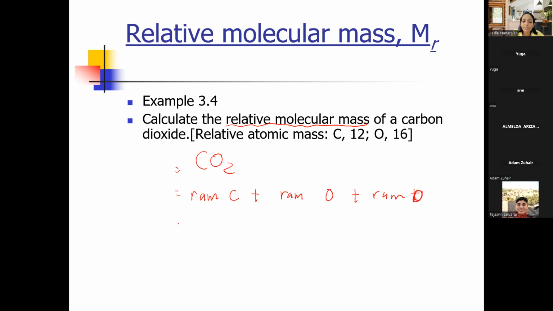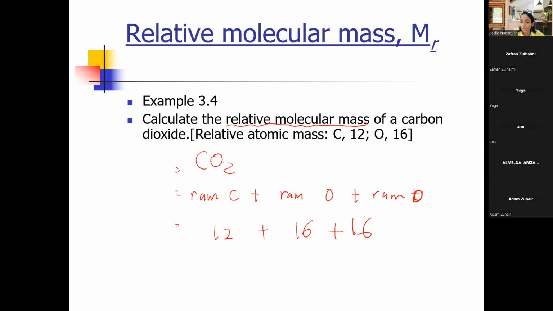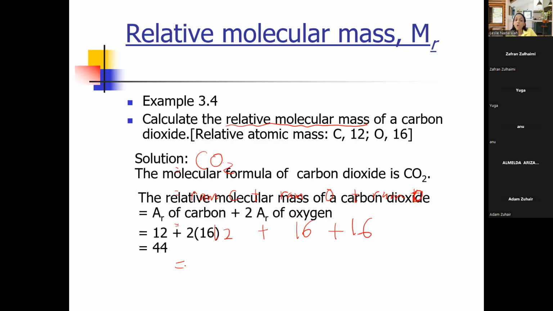Okay, what is the relative atomic mass for carbon? That you can see up there. 12. Very good. Now, what's the relative atomic mass of oxygen? 16. Okay, plus another one will be 16. Okay, add it up for teacher. What will you all get? 44. Okay, 44 is the correct answer. That's it. When they ask you RMM, that's what they want. Relative molecular mass. This is the symbol for RMM. Capital M, small r.